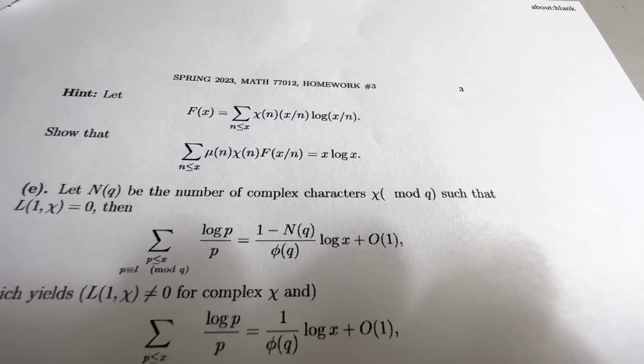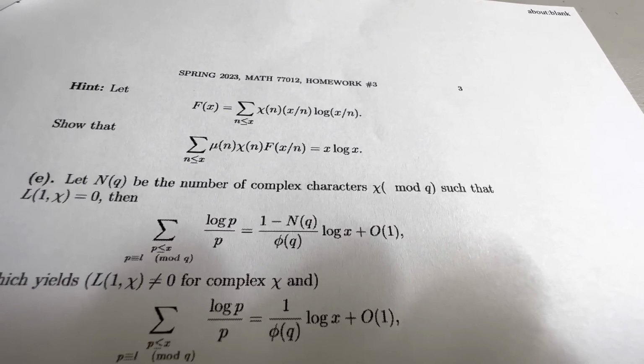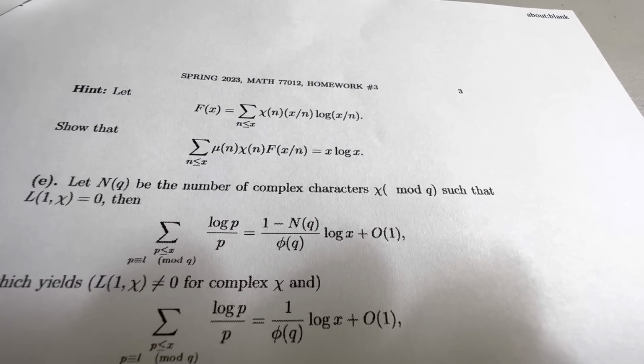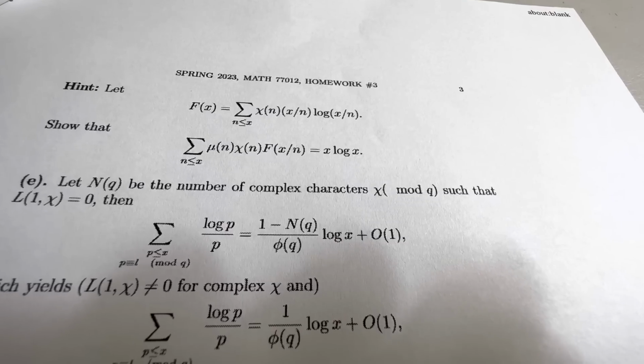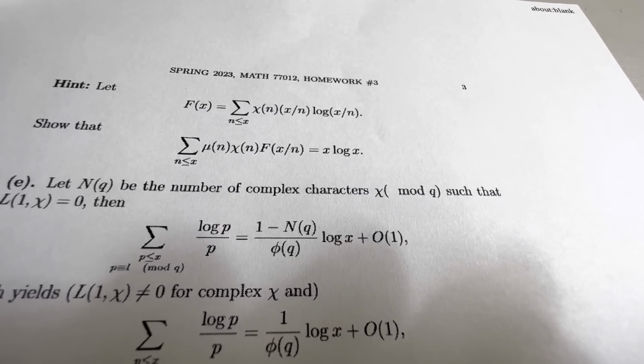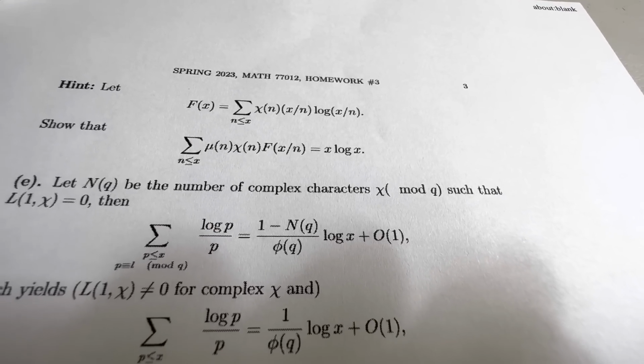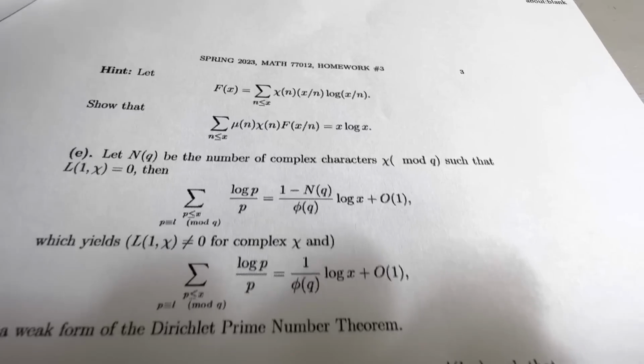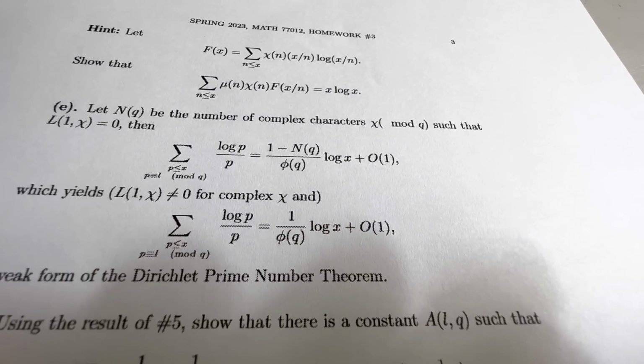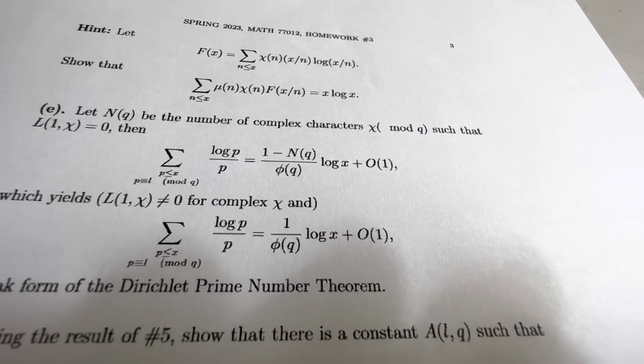Part E. Let NQ be the number of complex characters chi mod Q such that L1 chi is equal to 0. Prove that this sum of log P over P is equal to 1 minus NQ over phi Q log X plus big O of 1. Which yields this thing.